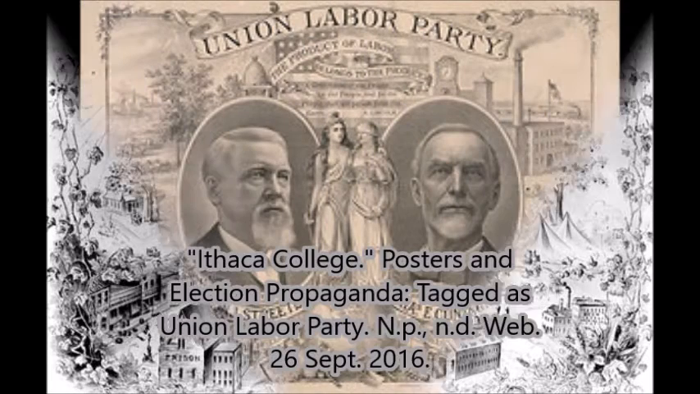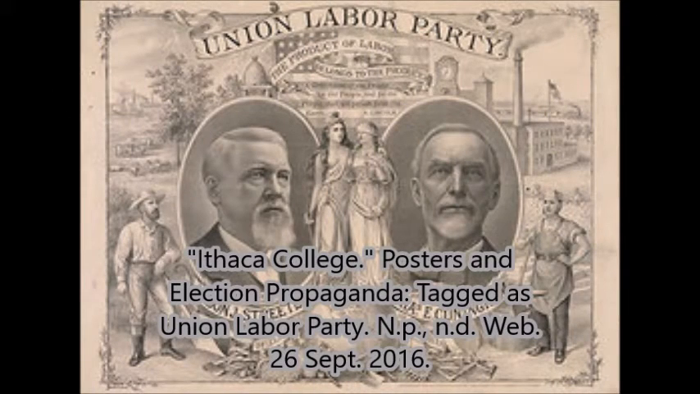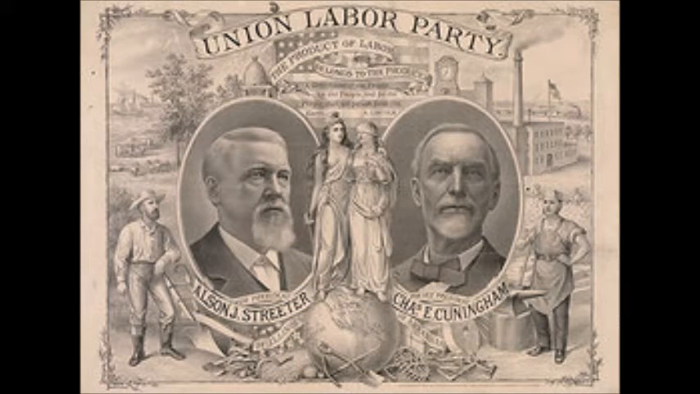As for the Union Labor Party, the candidates were Alson J. Streeter for president and Charles E. Cunningham for vice president. It attempted to appeal to both American farmers and laborers by opposing land monopolies and calling for the limitation on land ownership and the free coinage of silver. Overall, the mission was to demand labor and industrial reforms.